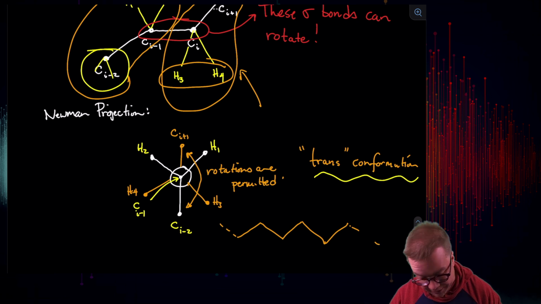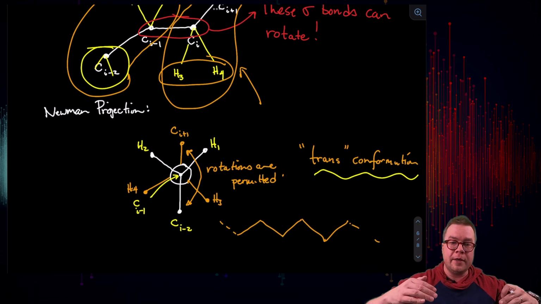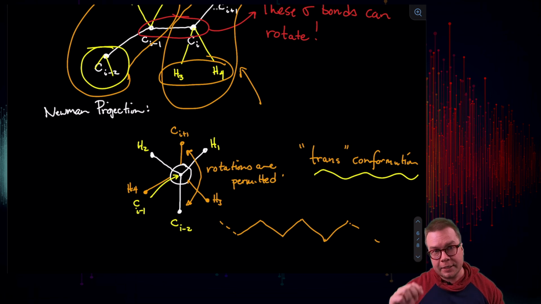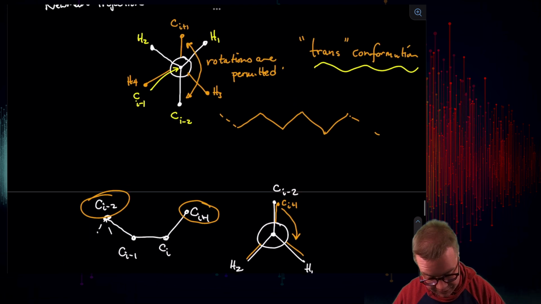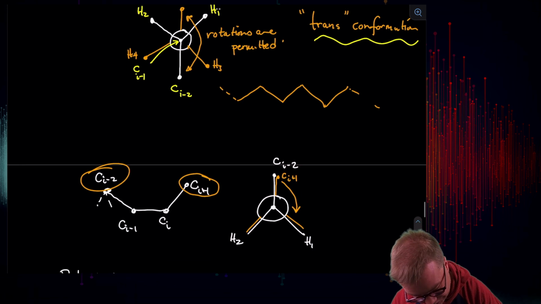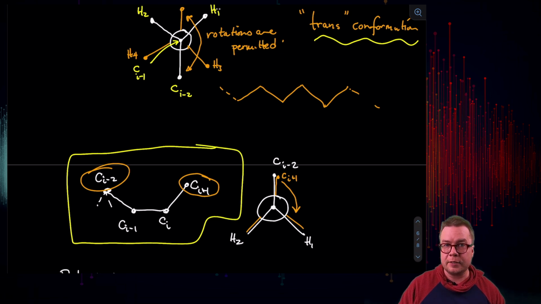In particular, this trans conformation is really good because it gets the hydrogens out of each other's way. So it creates the maximum separation between the positions of those hydrogens with respect to each other. So it's much more favored than something like this conformation here, where everybody's on the same side. This one would have a higher energy cost associated with it.